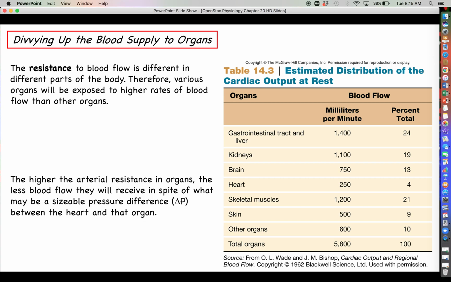So the way we can kind of explain this is that the higher the percentage that you see in this chart, the less resistance to flow that tissue or that organ experiences. So what may be a sizable pressure difference that may exist to drive blood flow into the skin or into the heart, if there is a large degree of resistance to blood flow in that organ, then blood flow is not going to be as high as the pressure gradient might have you believe.